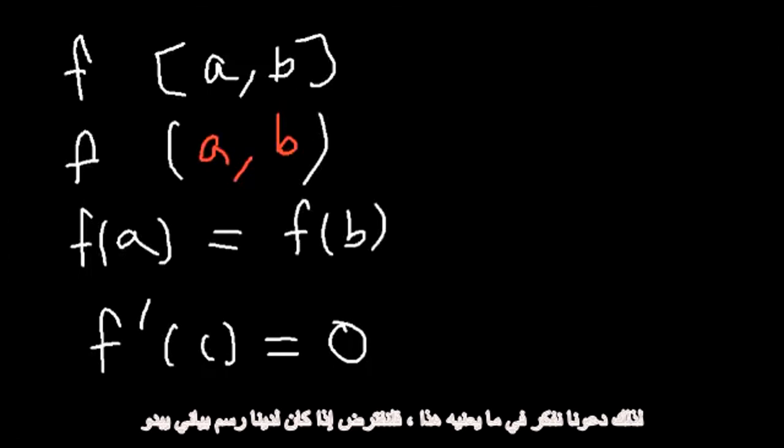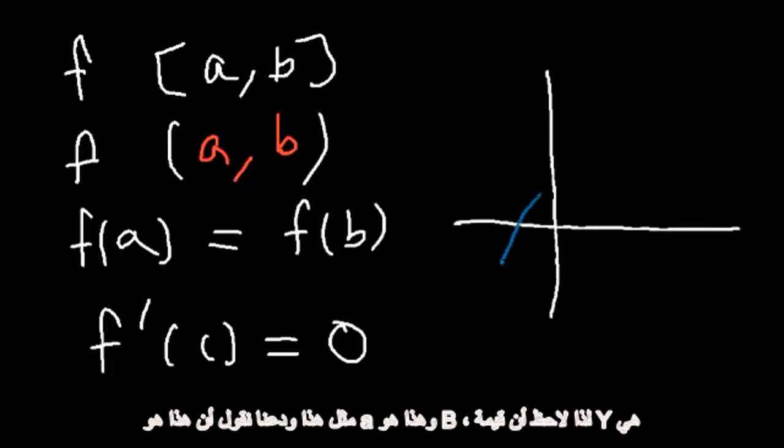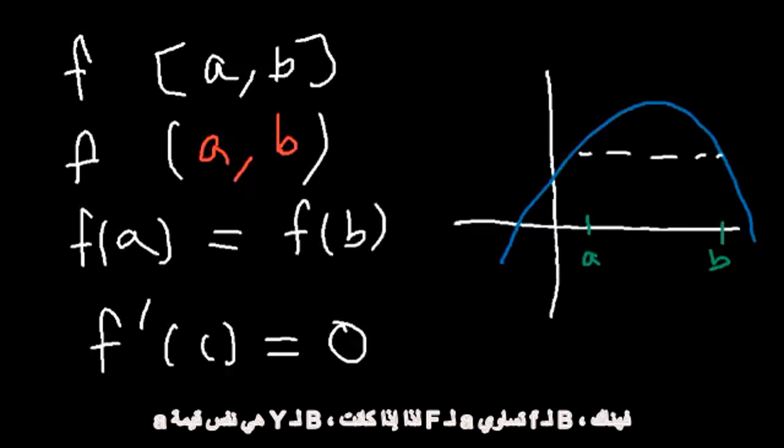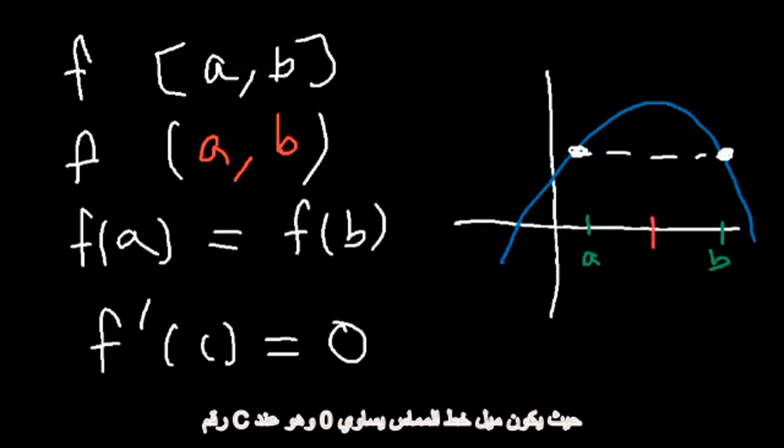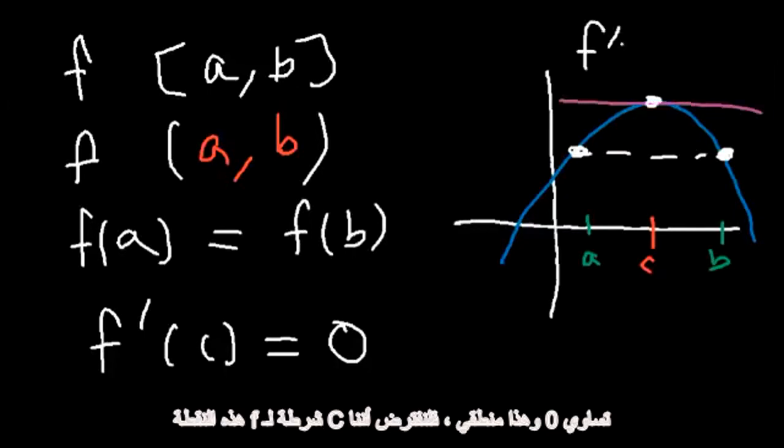So let's think about what this means. Let's say we have a graph that looks like this. And let's say this is A and this is B. Notice that the y value of A is the same as the y value of B. So if f of A is equal to f of B, then there is some number c where the slope of the tangent line is equal to 0, which is at this point. f prime of c is equal to 0.